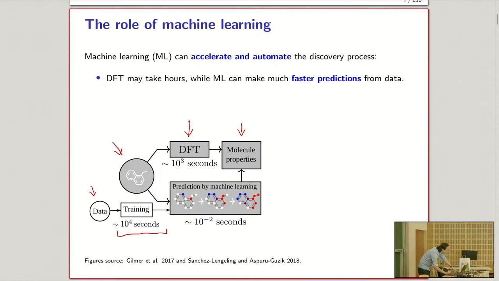And then now you can make predictions on your candidate molecule very fast. Training the machine learning method is slow. It takes several hours, but you do it only once. And whenever you have a candidate molecule, you can make predictions very, very fast. And you can decide if you should collect data for those new molecules or not.